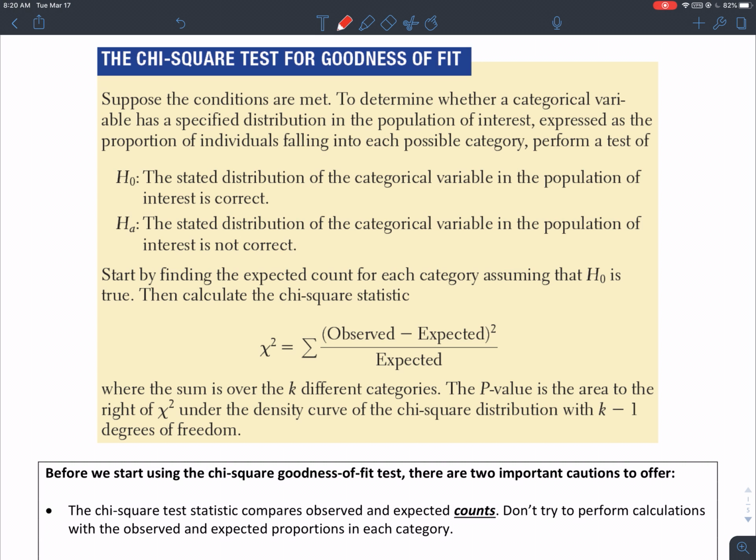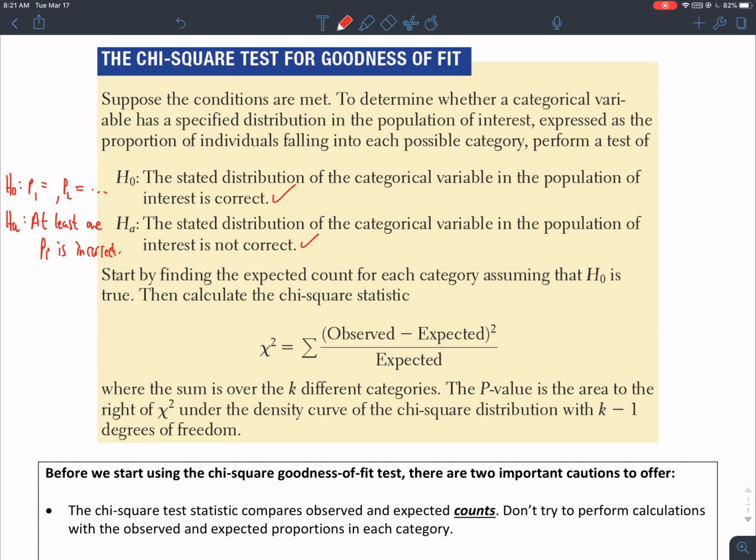All right, so the stated distribution of categorical variable in population is correct. That's your null hypothesis, and it's not correct. That's your alternative hypothesis. You can say it this way, or you can say it by listing the actual proportions. So the other one we had was null hypothesis is proportion 1 is this, proportion 2 is something else, and so on. Or the alternative hypothesis is at least 1 p sub i is incorrect. Okay? That was the other way of doing it. So there's 2 ways of stating hypotheses.